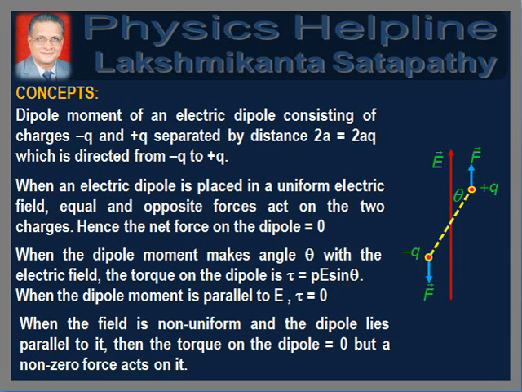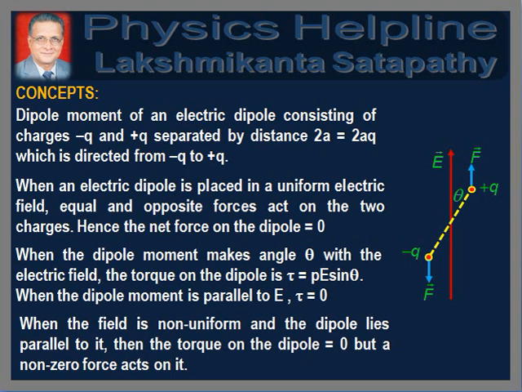Before proceeding to solve the problem, let us recall the related concepts. Dipole moment of an electric dipole consisting of charges minus q and plus q separated by distance 2a is equal to 2aq, which is directed from minus q to plus q. When an electric dipole is placed in a uniform electric field, equal and opposite forces act on the two charges such that the net force on the dipole is 0.